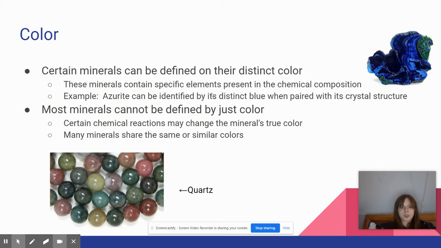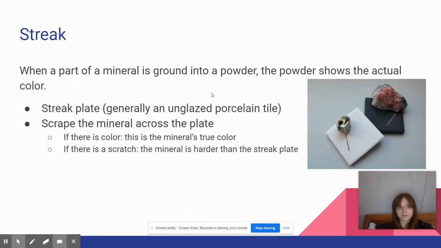This is because certain chemical reactions may change the mineral's true color, and also many minerals share the same or have similar colors. For example, all of these beads at the bottom are quartz, and it would be very difficult to tell that they all are quartz because they all have different colors.